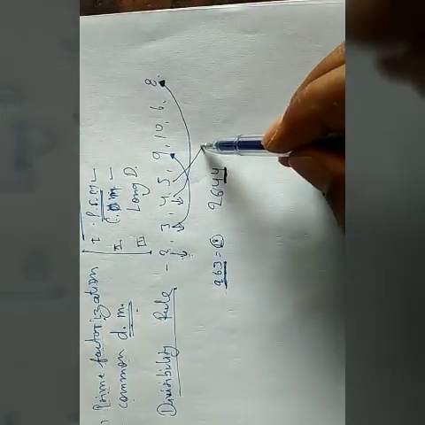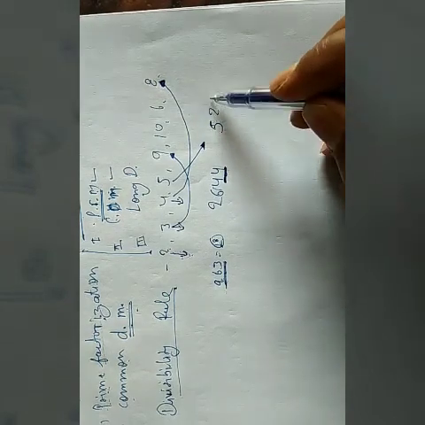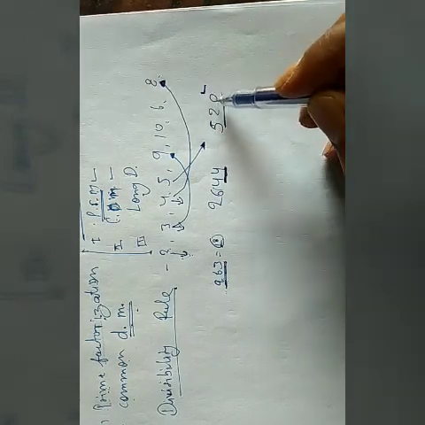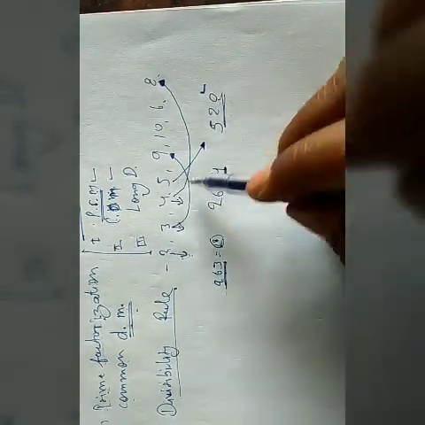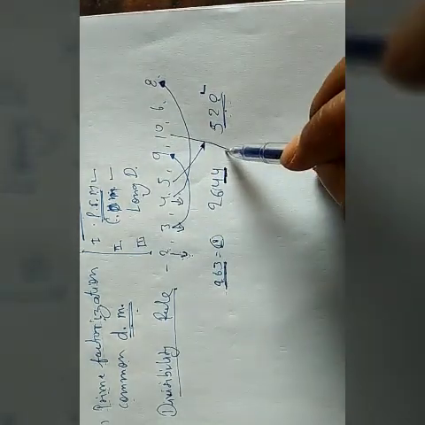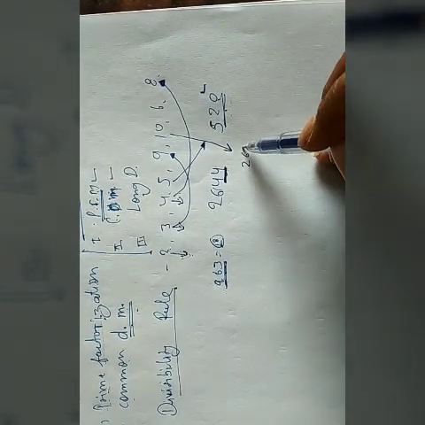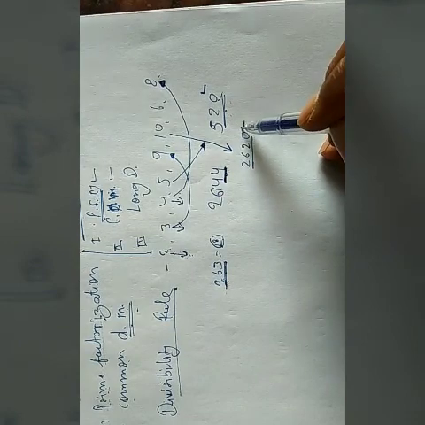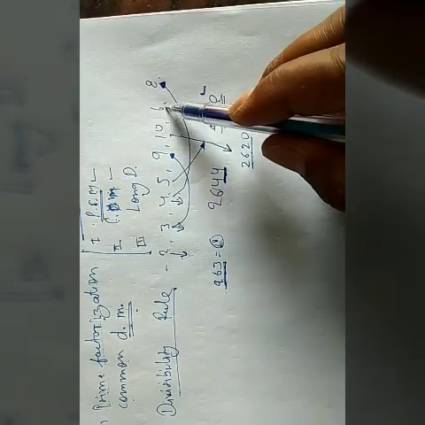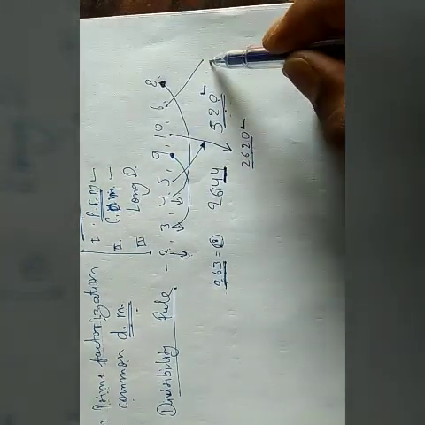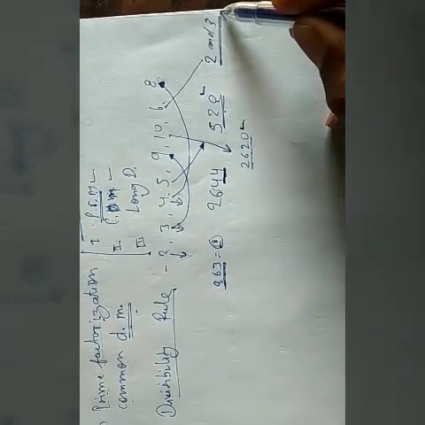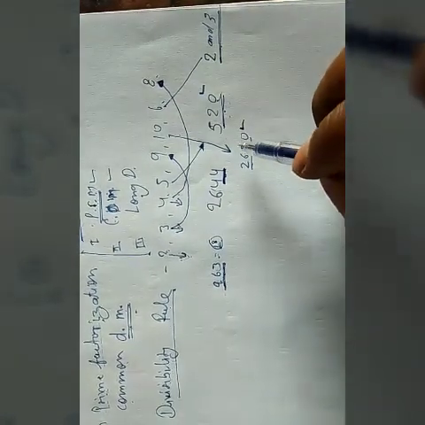Divisibility rule of 5, if any number's ones place is 0 or 5, the number will be divisible by 5. Divisibility rule of 10, if any number's ones place is 0, then the number will be divisible by 10, otherwise not. Divisibility rule of 6, if any number is divisible by 2 and 3, then the number will be divisible by 6.